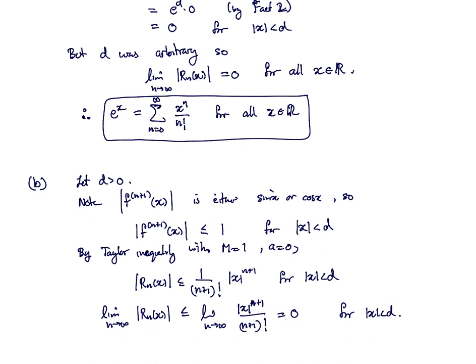But there was nothing special about d here. The fact that we used d was really just so we could talk about things on an interval, but there was nothing special about the size of this interval. That d never actually factored into our discussion at all, so that d could be anything. And so this limit is true for x smaller than d. In fact, it's true for all x in R. There's nothing special about d.